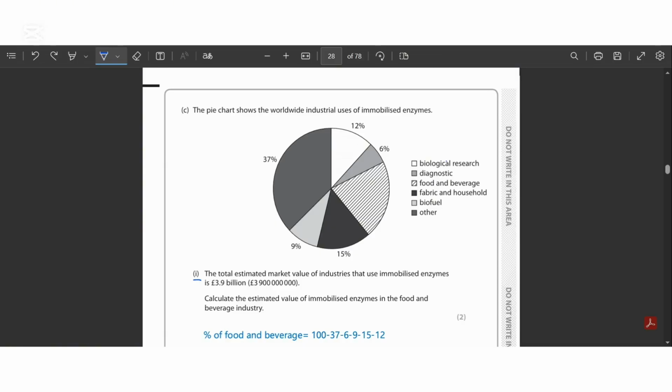And always remember that in this type of graph, whenever all of the proportion ratios are given except for one, if they have asked you to calculate the last proportion, you can always do this by subtracting all of these values from 100. Hence, you'll get this part. Okay, so let's move on to the next part.